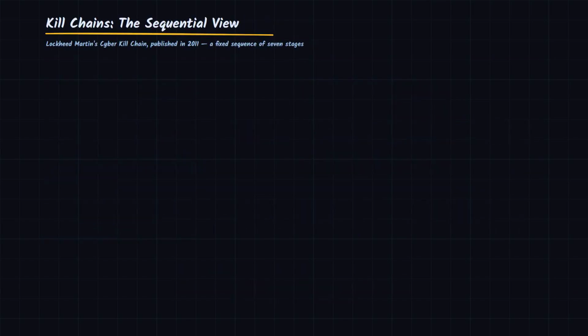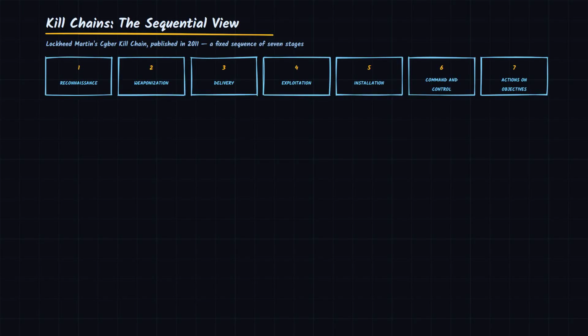Worth placing one more model alongside this, because it's easy to conflate with what we've just built. Lockheed Martin's Cyber Kill Chain, published in 2011, describes intrusions as a fixed sequence of 7 stages: reconnaissance, weaponization, delivery, exploitation, installation, command and control, and actions on objectives. It predates ATT&CK and partly inspired it, and it's a genuinely useful lens, but it's a different lens from an attack tree, not a competing one.